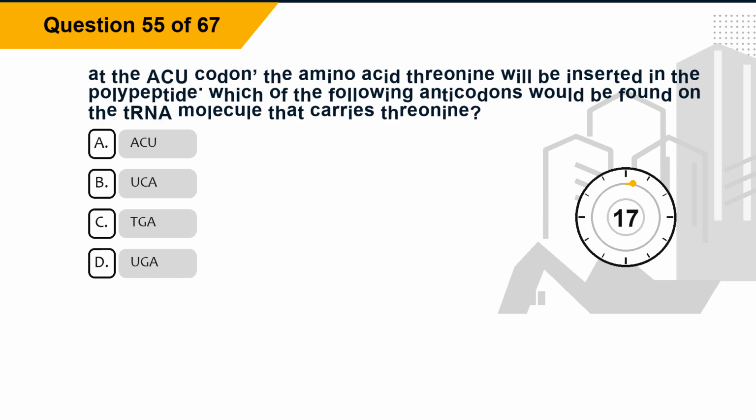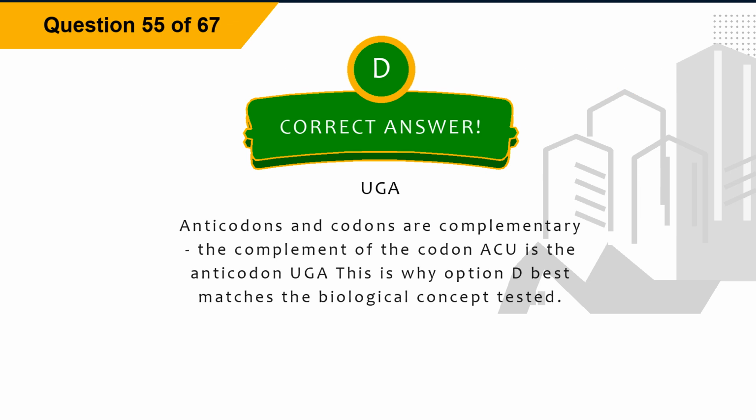Question 55. At the ACU codon, the amino acid threonine will be inserted in the polypeptide. Which of the following anticodons would be found on the tRNA molecule that carries threonine? Option A, ACU. Option B, UCA. Option C, TGA. Option D, UGA. The correct answer is option D, UGA. Explanation: anticodons and codons are complementary. The complement of the codon ACU is the anticodon UGA. This is why option D best matches the biological concept tested.